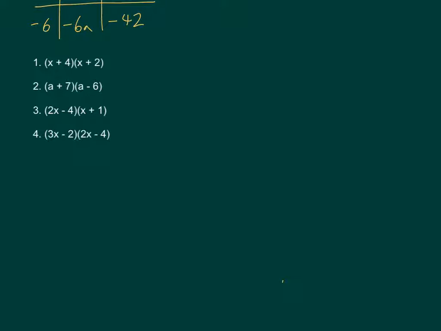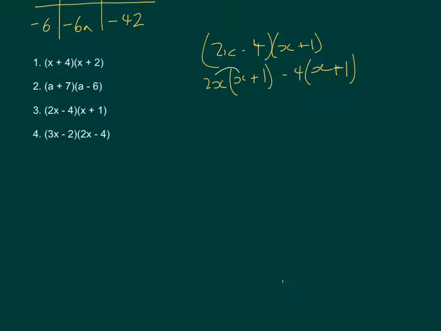So number 3, we've got 2x minus 4 times x plus 1. And we're going to split the first bracket, so that's going to become 2x outside of x plus 1, and then we've got minus 4 outside of x plus 1. And then we just need to multiply each bracket and collect the like terms.